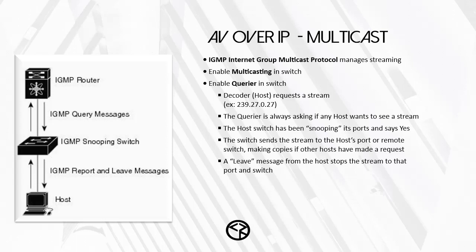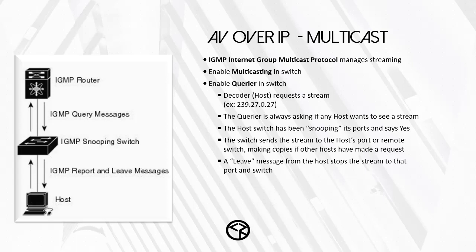And the way the process works is that you have the decoder, usually referred to as the host, asks for a stream. And that format we're showing, 239.27.0.27. There is a special group of addresses within network technology that is called the multicast group. So it means that whenever somebody asks for that, it becomes a destination. I want to see that stream. You ask for that number, and then that gets delivered to your host or decoder.